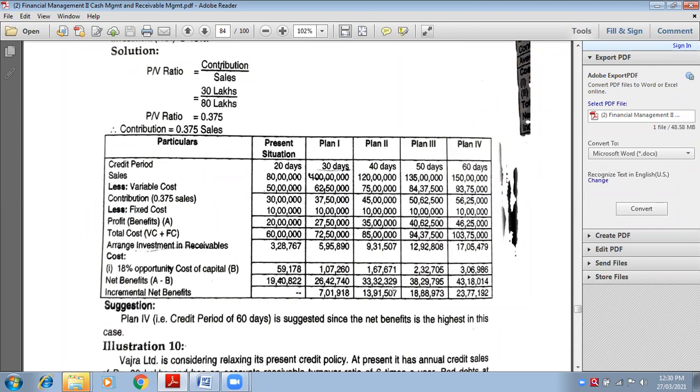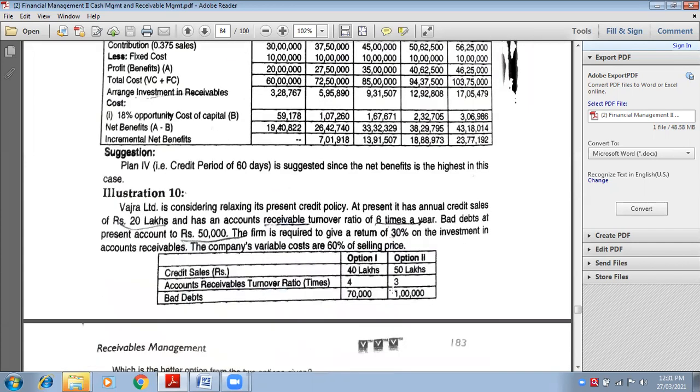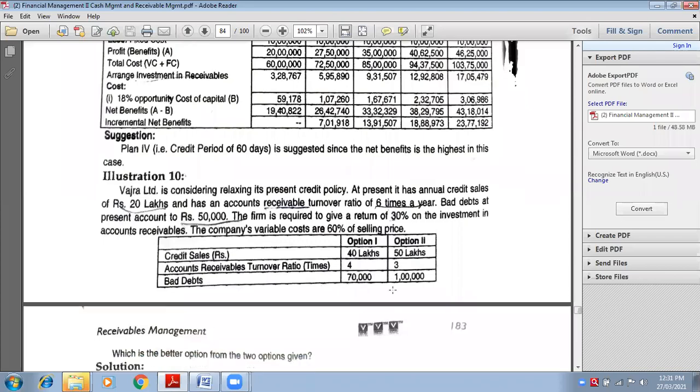So give the suggestion. Come down to the next line and give your suggestion. Write down. Plan 4, that is credit period of 60 days, is suggested because the net benefit is highest and generates incremental net benefit of rupees 23,77,192. Okay, is it clear now? Yes, ma'am.